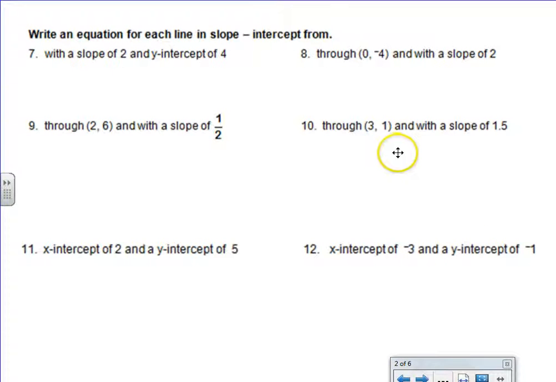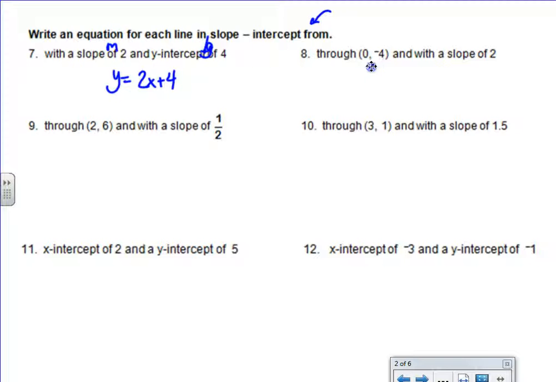Alright, moving along. This time they give me some interesting clues. First, we have a slope of 2, so there's my m, and a y-intercept of 4. Whoops, that's a b, excuse me. So y equals 2x plus 4, and they want the answer in slope-intercept form. So be careful, sometimes the directions will want it in standard form or point-slope form. We've got to be careful about that.